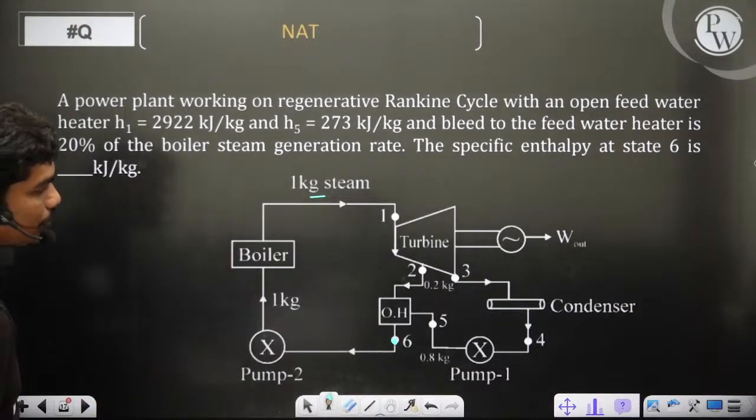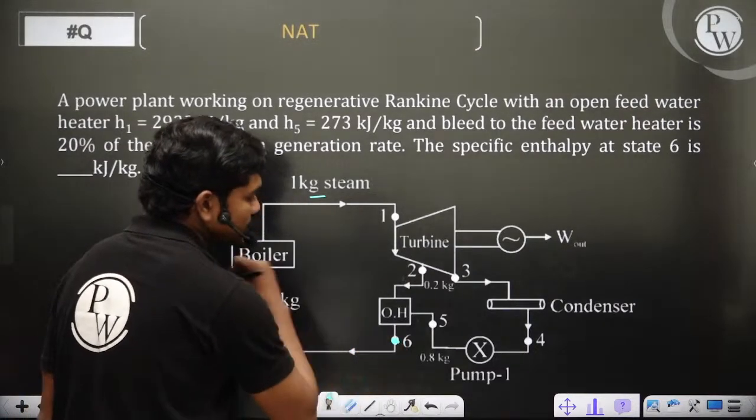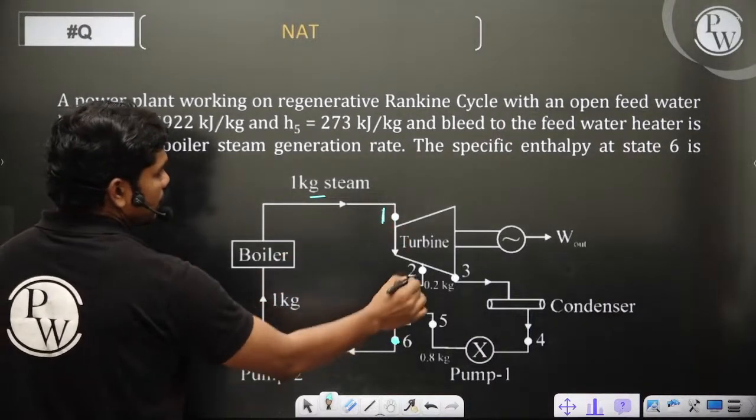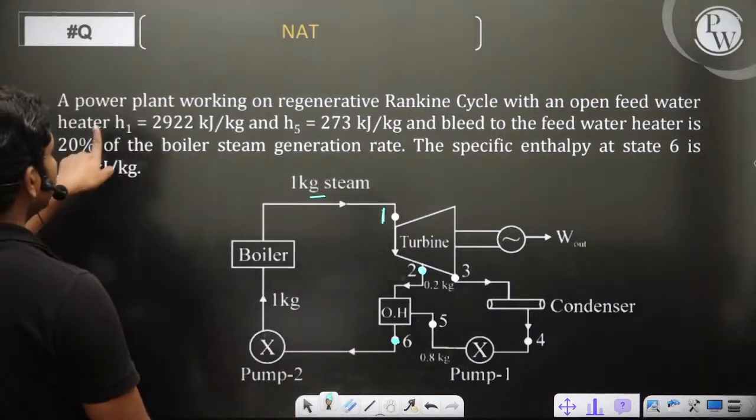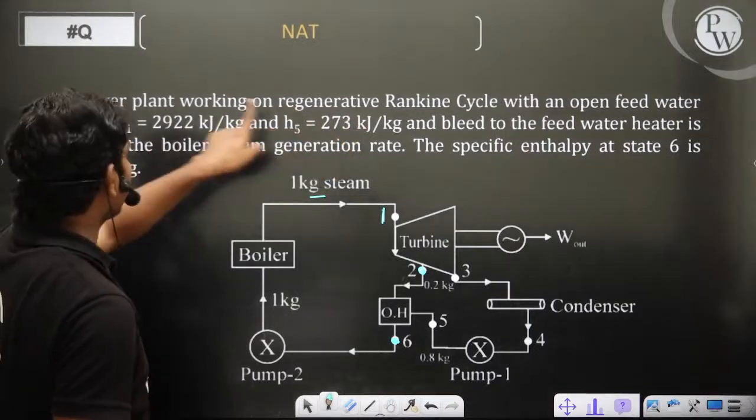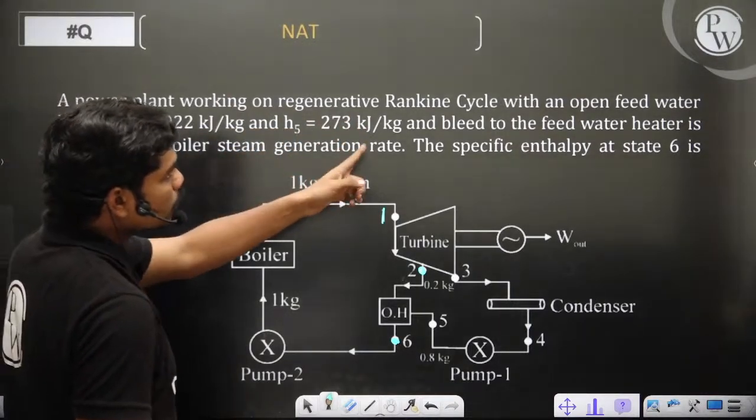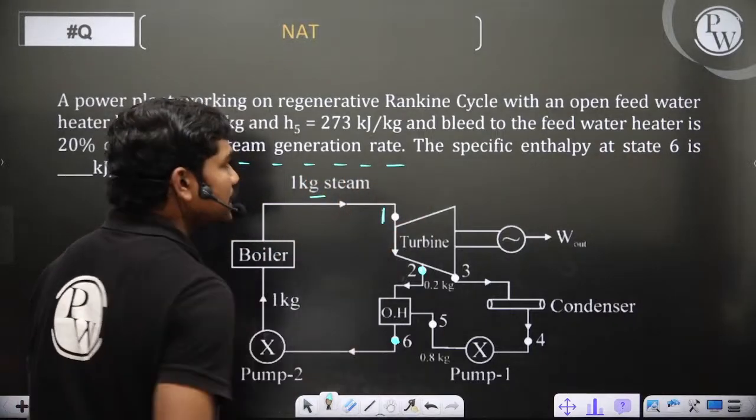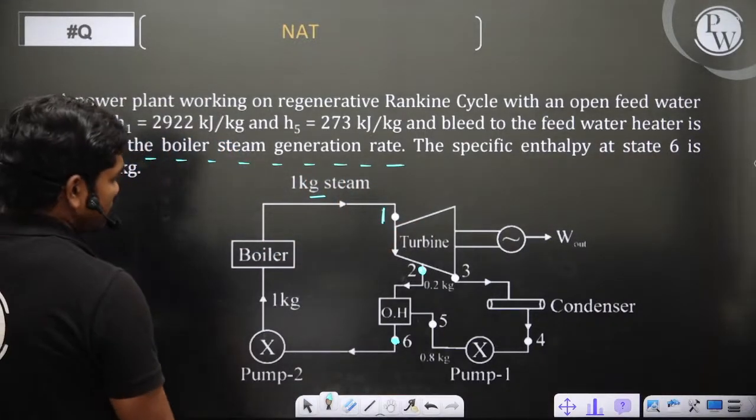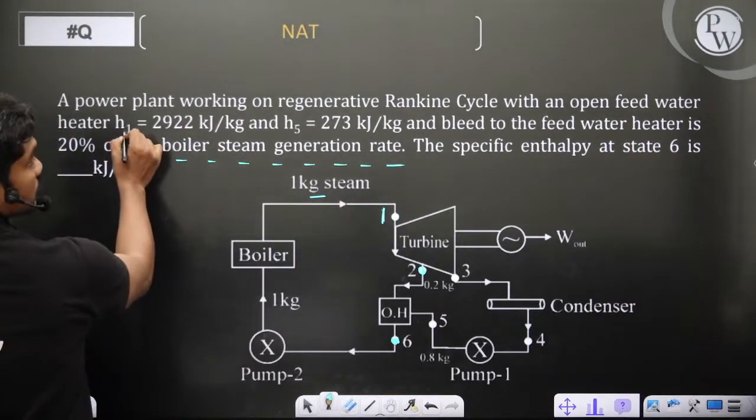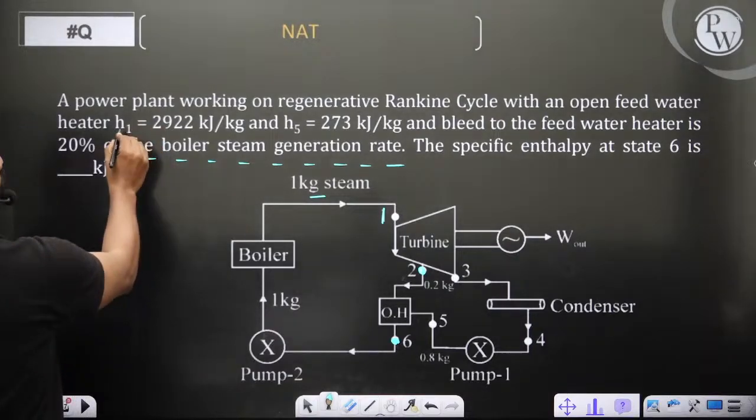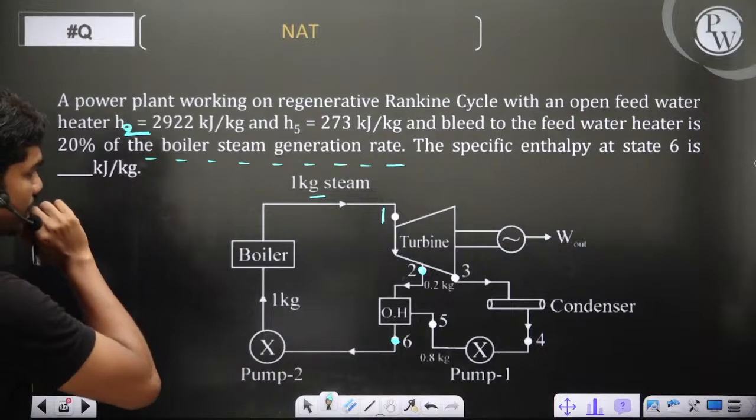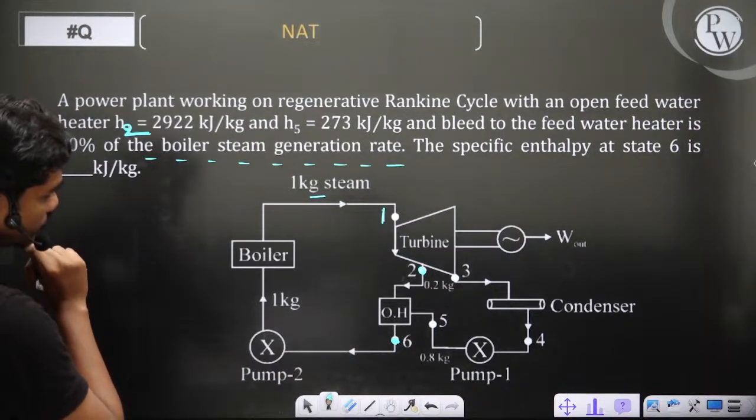So the specific enthalpy at state 6. If you take this analysis for state 6, this is state 1 actually, and this is state 2. Now you can see the power plant working on a regenerative Rankine cycle with an open feed water heater, and bled to the feed water heater is 20% of the boiler steam generation rate here. I think this is H2, guys. Please make this H2, otherwise it's not very convenient to solve this question. So please make it H2.